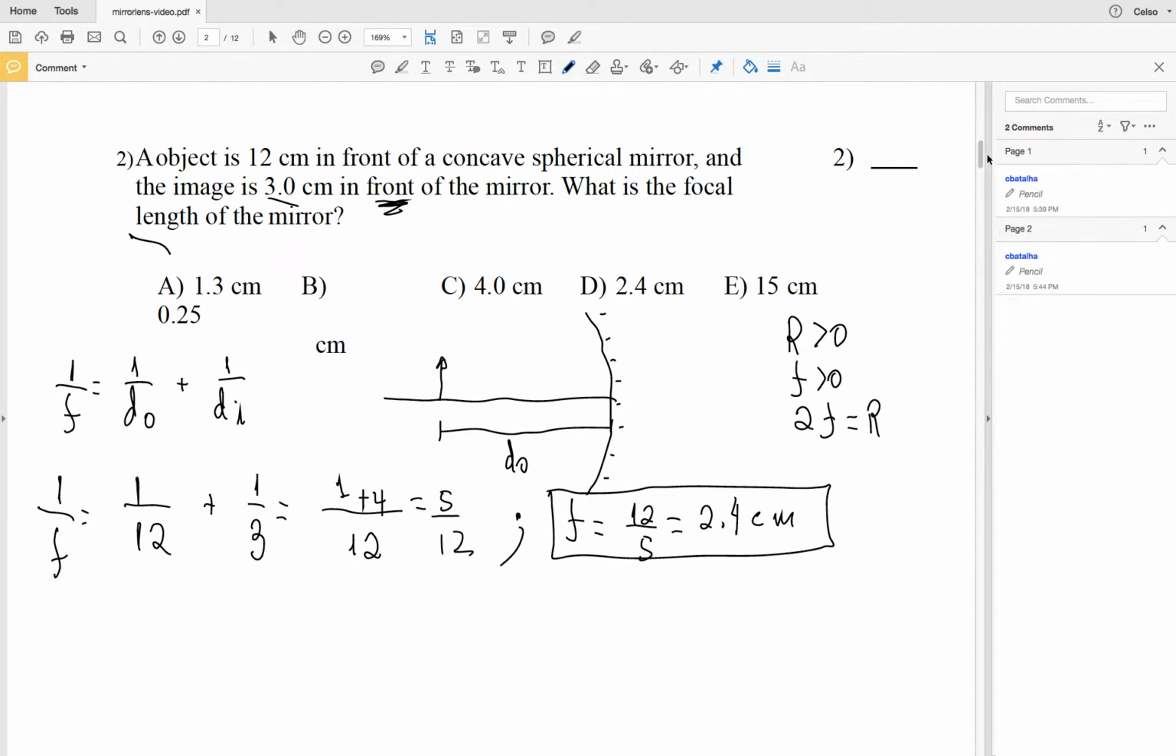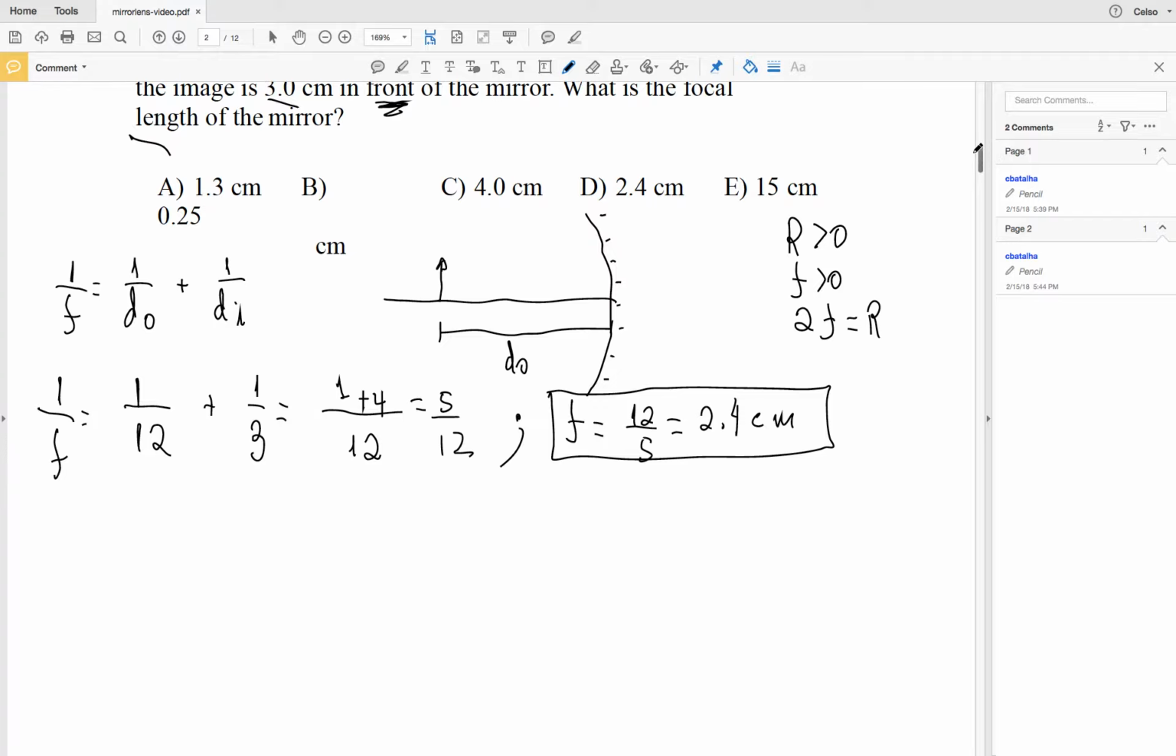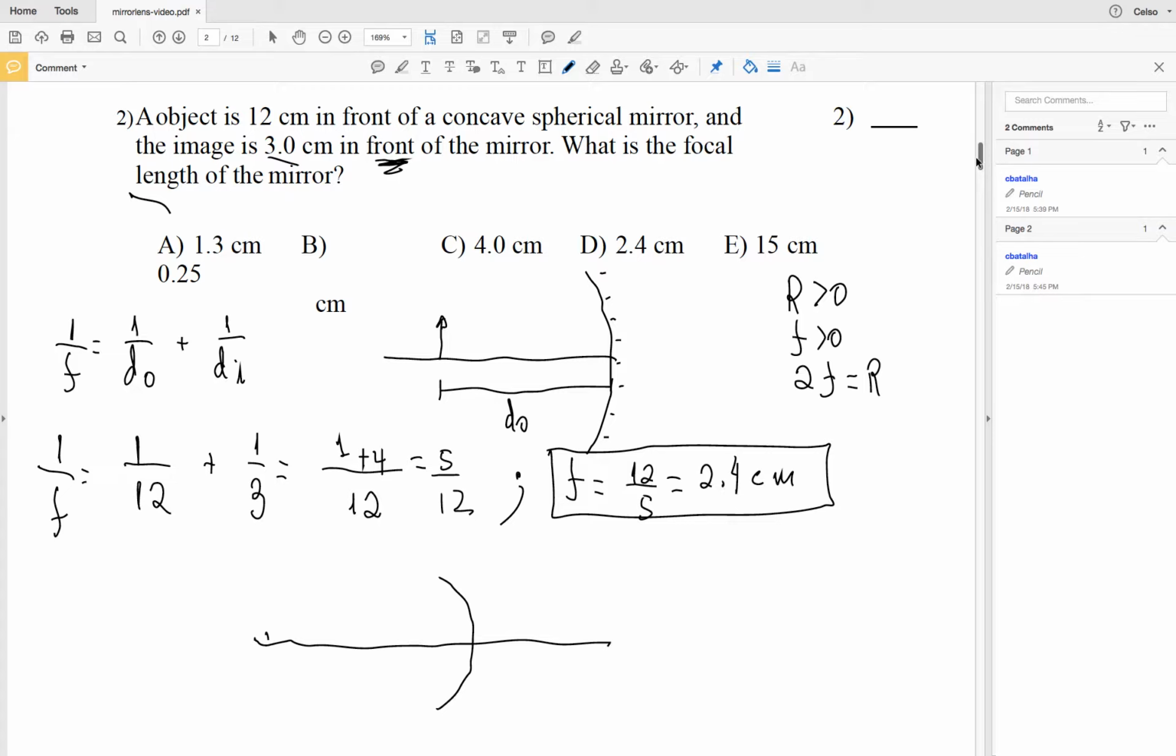So now just for fun, and because if I place a problem like that in the exam, I want you to do it, why don't you show me that you can find the position of the image using a light ray diagram. So you do your little mirror there, and you put a main axis. Sometimes the image might be formed behind a mirror. It's not going to be this case. The focal length is 2.4 meters.